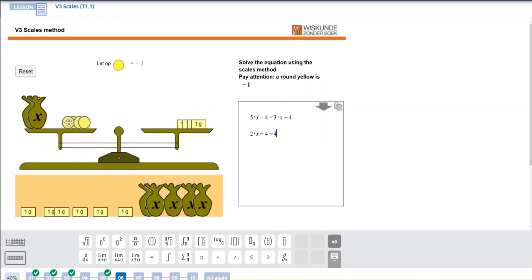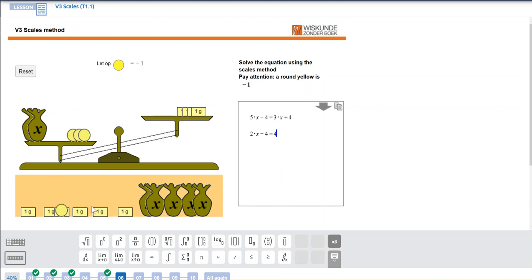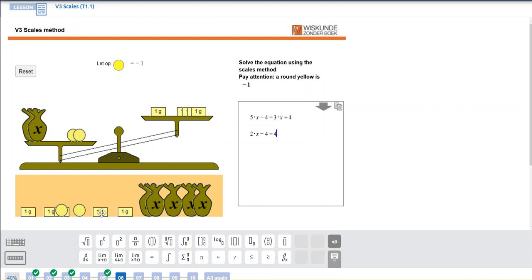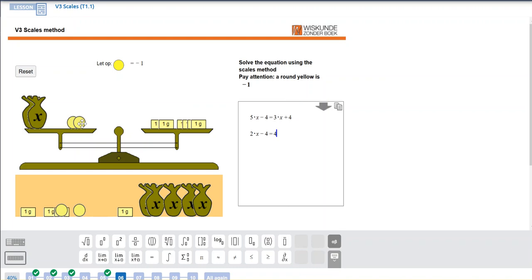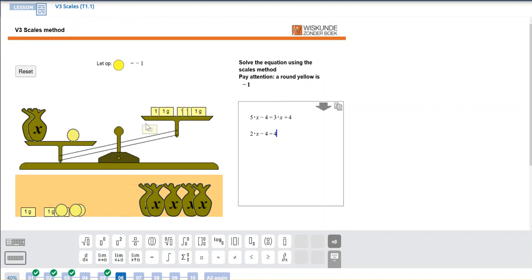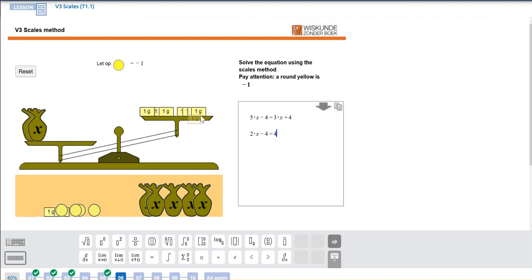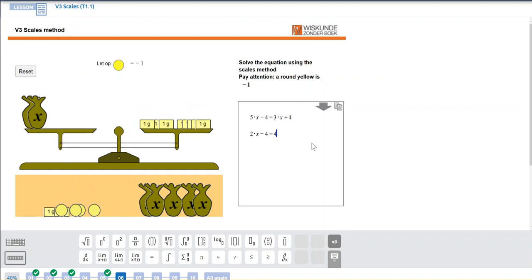Now, if I take away one negative number, then I have to add 1 on the other side to keep the scale in balance. I can do that 4 times in total, so 1 away there, and I have to add 1 there, and again, and once more. Done. So now we see that 2 times x is equal to 8.